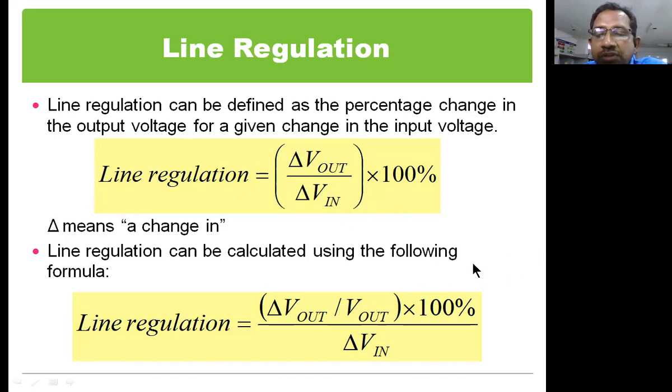So in a more elaborate manner, we can write the line regulation formula as delta V out by delta V in. What is delta? Delta stands for the change in output voltage, with respect to the output voltage when there is no change, by the change in input voltage. This is nothing but the basic formula for the voltage regulation. If you want a percentage, we simply multiply it by 100.